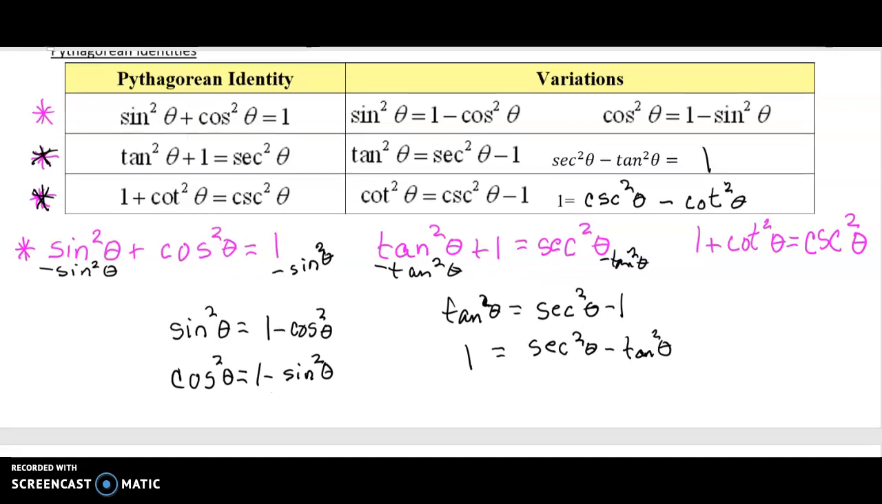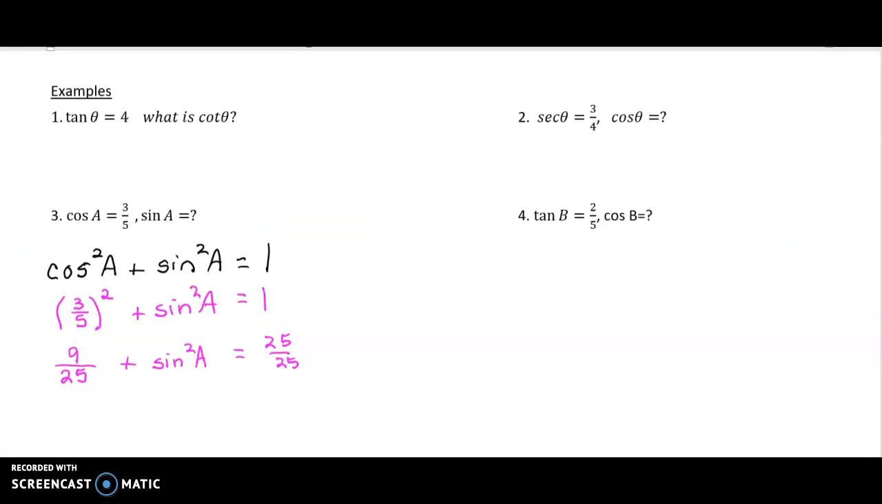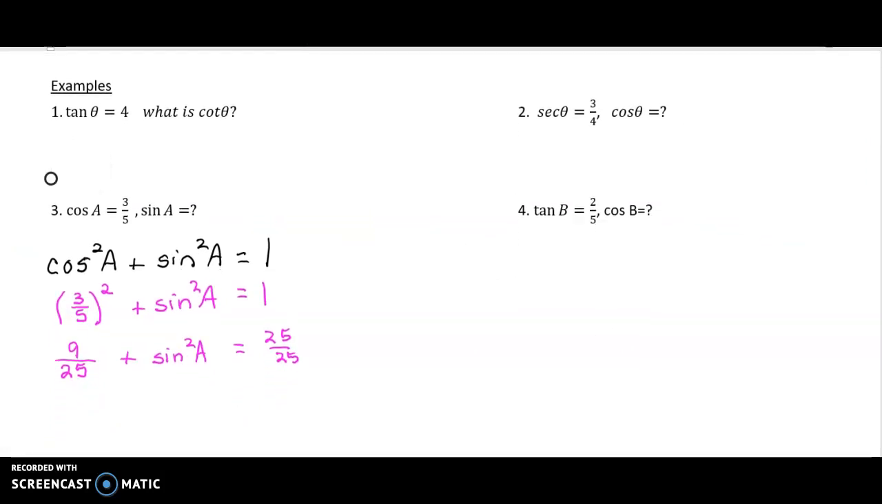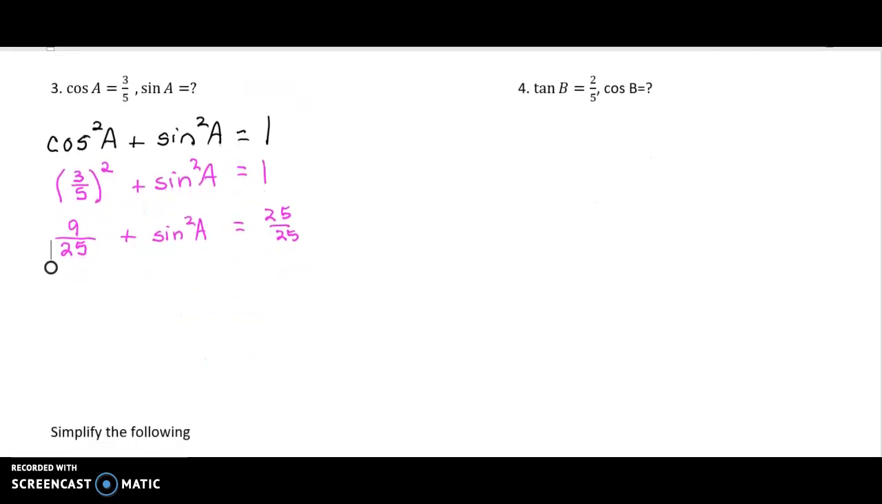Okay, so let's move on and see how we're going to use these. In example 1, it says if tangent theta equals 4, which is really 4 over 1, what is cotangent theta? Cotangent is tangent's reciprocal, so 1 over 4. Let's just do example 3.